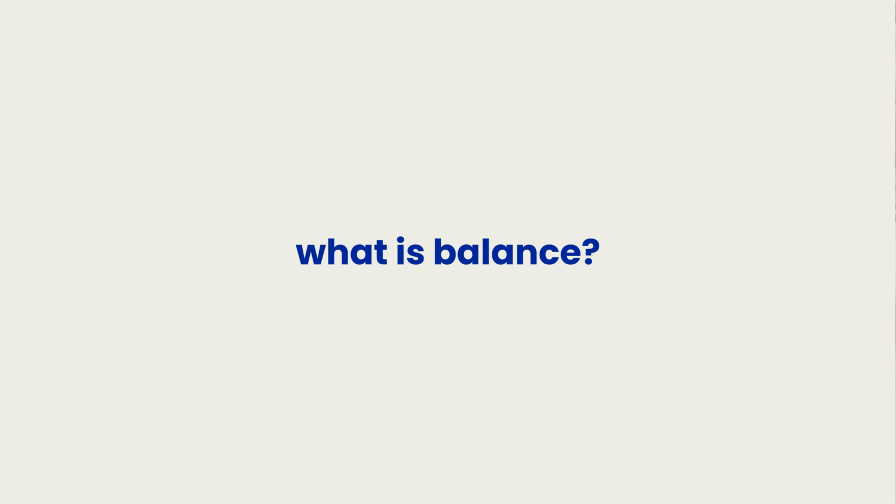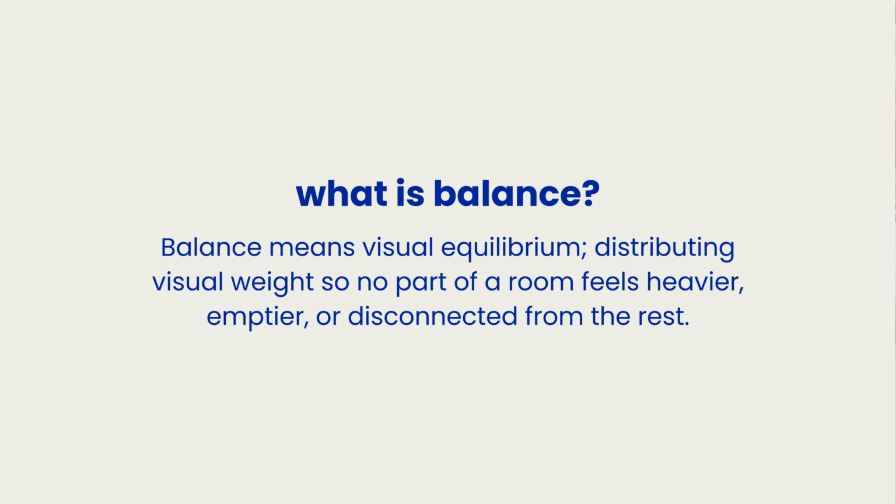So what exactly is balance? Well, in simple terms, balance means visual equilibrium. So distributing visual weights so no part of a room feels heavier, emptier, or disconnected from the rest. So here's something interesting. Your mind is actually hardwired to scan the space for harmony and balance. So when you immediately walk into a space, you're already going to start observing all of the different shapes, colors, textures, and objects and how they relate to each other.